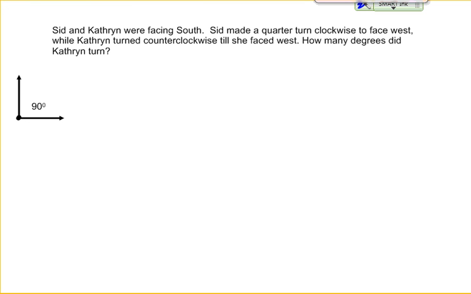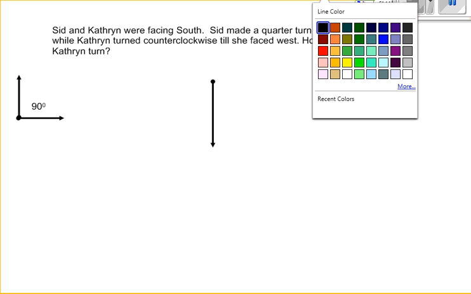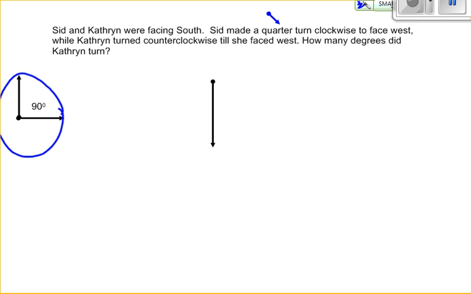Let's try another one. Sid and Catherine were facing south, so they're both looking south right now. Sid made a quarter turn clockwise. Let's use blue for Sid. Now when we think about a quarter, we can think about a circle. If this was a circle, that's a pretty horrible circle, you would understand that 90 degrees is a quarter of a circle. So when you see quarter turn, we're going to see a quarter of a circle.